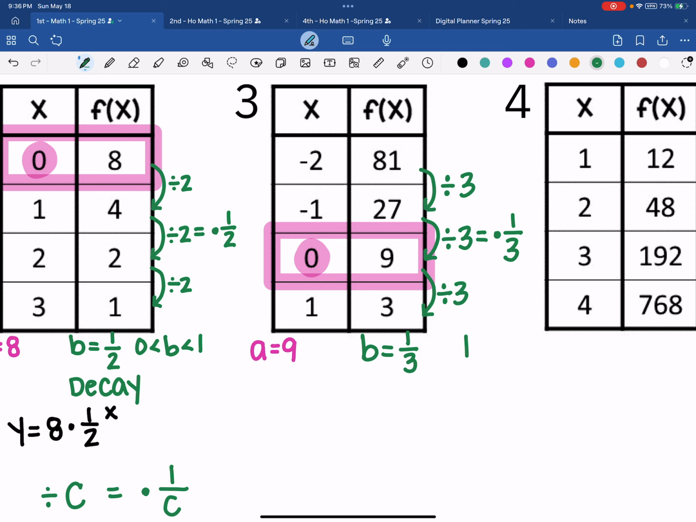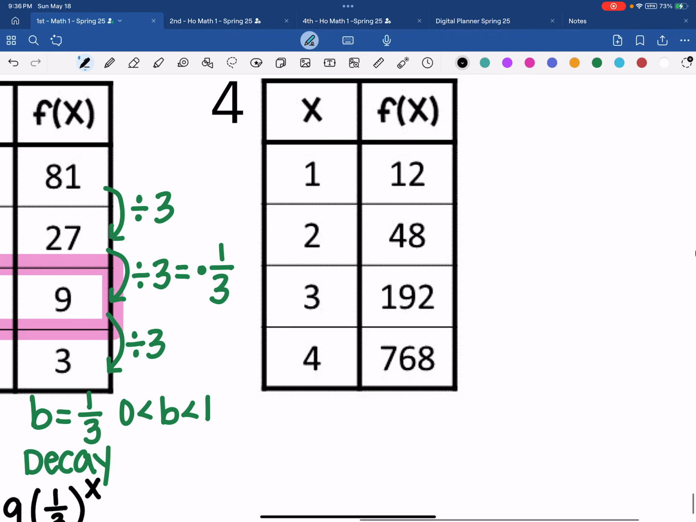So my base is less than 1 but greater than 0. So therefore this represents decay. And again, you can see that my values are going down, so that is representing decay. And my function is y equals 9 times 1/3 raised to x. And again, I decided to use parentheses this time.